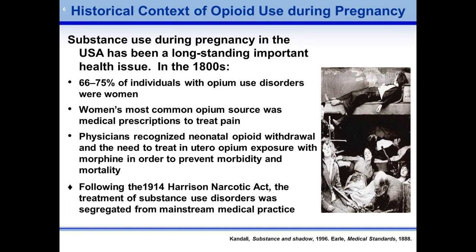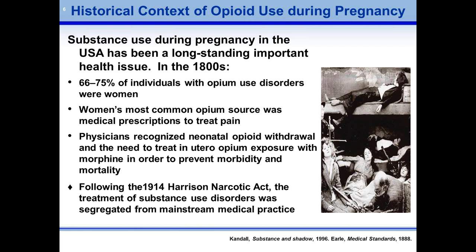So to put this problem in context, Stephen Kandel wrote a wonderful book called Substance in Shadow in 1996, and I would refer any of our listeners to that excellent book. One of the things he noted was that between 66 to 75% of women were opioid-using women. In terms of the sources of drugs they were using, opium was the main drug, and it was commonly used to treat pain.